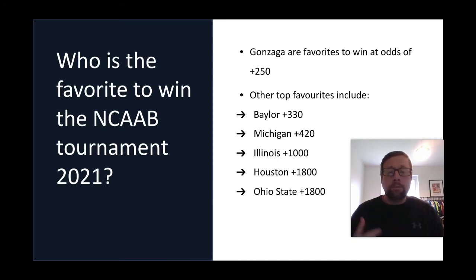Then we've got Baylor plus 330, Michigan plus 420, Illinois, Houston, and Ohio State rounding out those top teams in odds. And the funny thing is if you've not watched any college basketball this season, or even last year, we could take out last year, you see some of those teams in there, and it's just kind of like, wow, where are the North Carolinas? Where are the Dukes? Where are those teams that we expect to see?